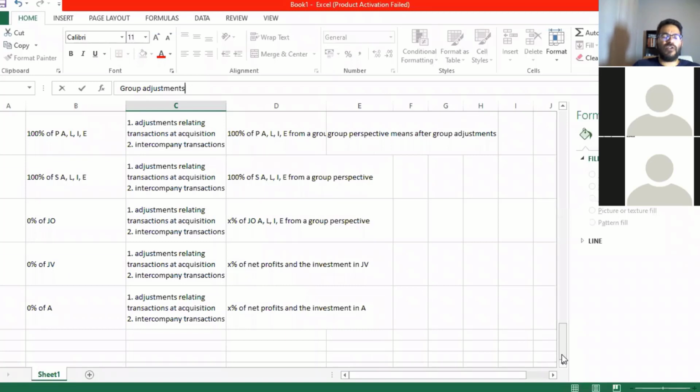I hope you guys found it beneficial. Tomorrow, we're going to do IFRS 3 and cover the key principles of IFRS 3. And then we'll also cover the 2 to 3 main intercompany transactions. If you have any questions, let me know.